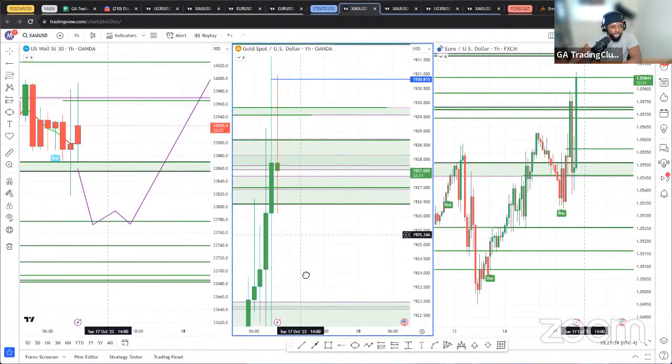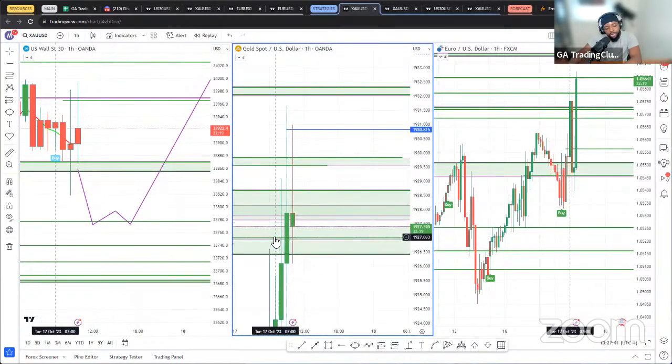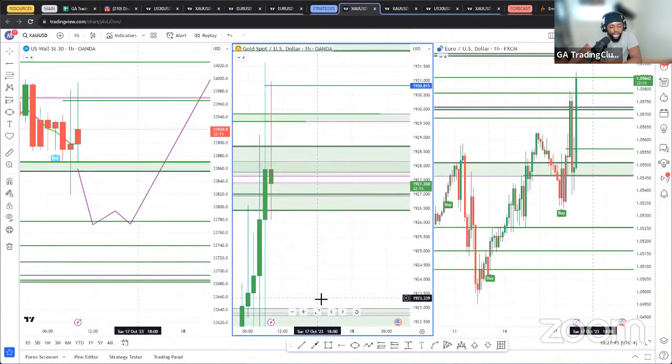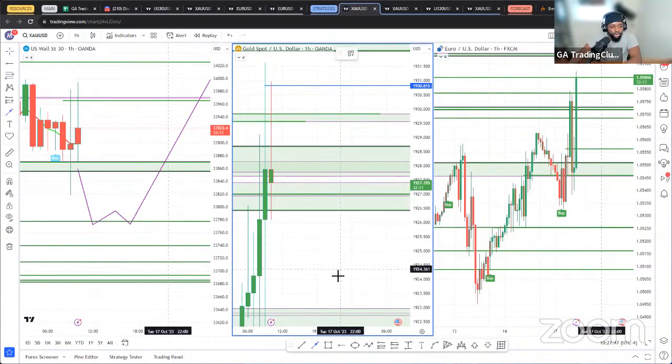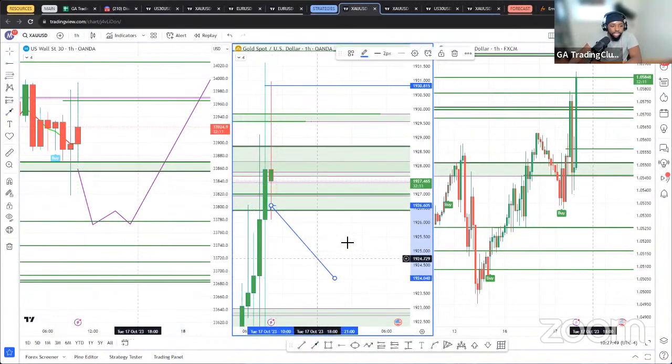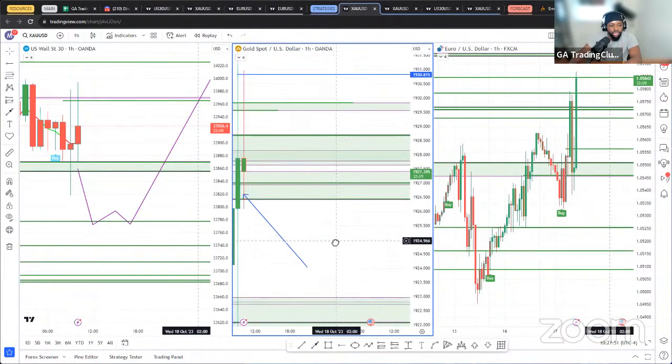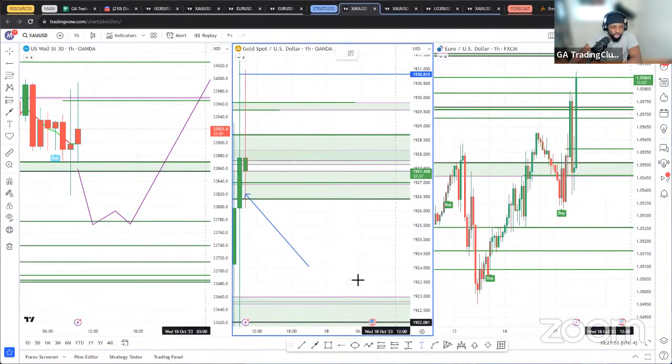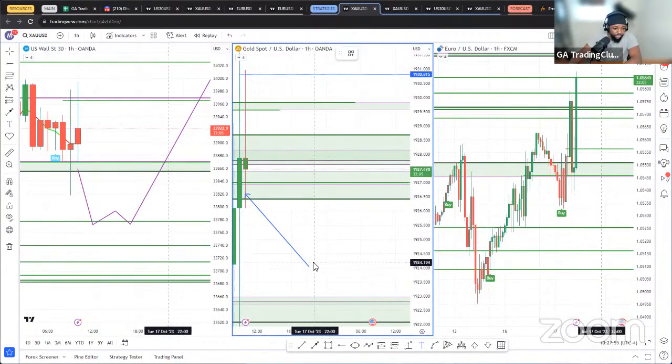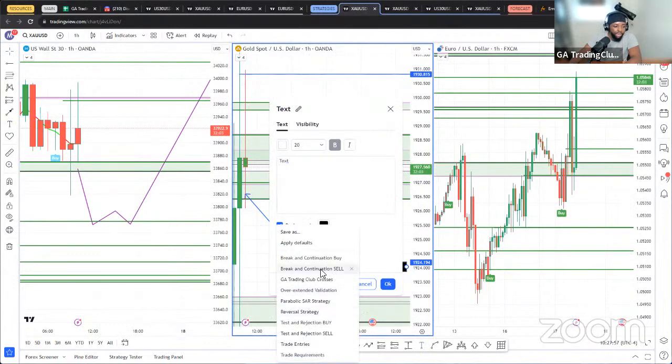So gold, what do we see here? This is a double SAR zone. This is a break, this is a continuation. So we have a possible break and continuation again. If this current hourly candle in the next 32 minutes closes above 1927, that will be a buy for gold. Again, same things apply.